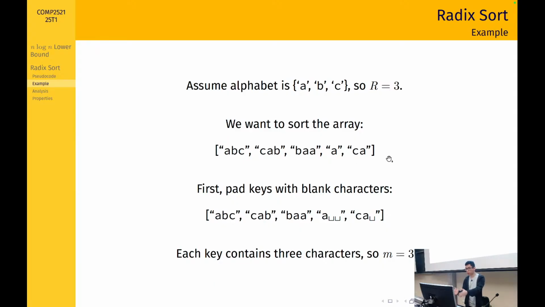Right. First thing you'll notice is that the keys have different lengths. Right. So we'll pad the keys with blank characters. So A here we'll pad with 2 blank characters, and CA we'll pad with 1 blank. Okay, so each key contains 3 characters, right? So that means M is going to be equal to 3. Right? So remember, M is the width of each key.